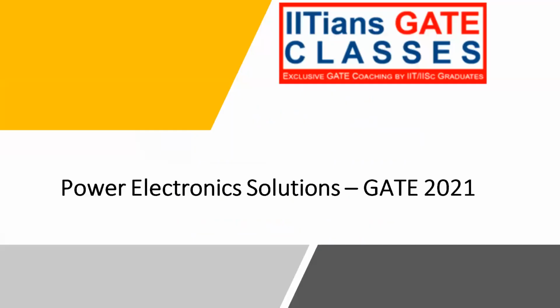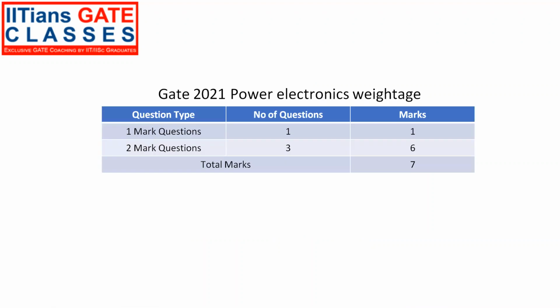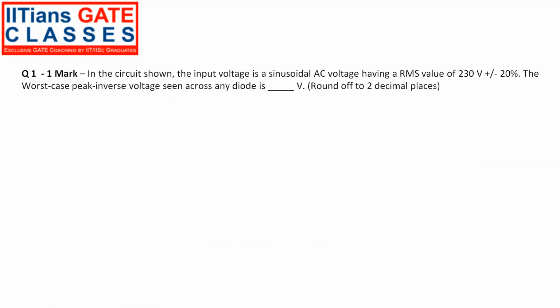So today we'll be talking about Power Electronics solutions GATE 2021. First of all, let's see the weightage. So in GATE 2021, the total Power Electronics weightage is 7 marks, out of which we got one 1 mark question and three 2 marks questions. So let's go to our first question, which is a 1 mark question.